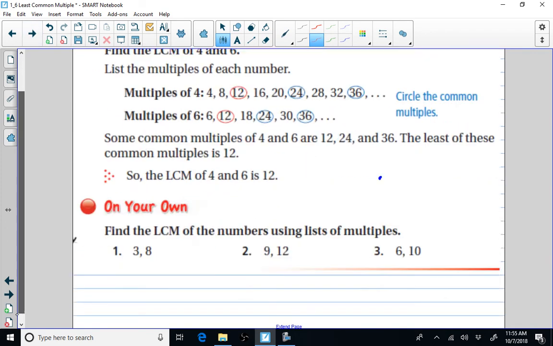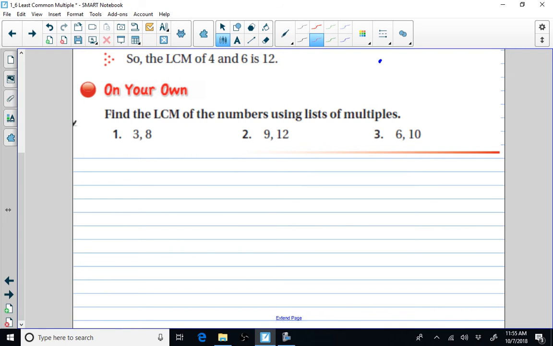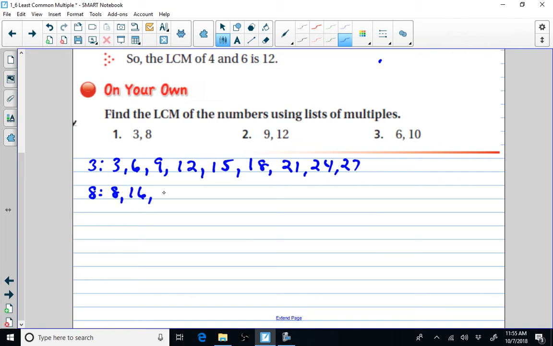Okay, we'll try a few more. Why don't you guys try some on your own, and then take a look back at the video and see how they're done. We'll try 3 and 8. I have 3, 6, 9, 12, 15, 18, 21, 24, 27. For 8, we have 8 times 1 is 8, 8 times 2 is 16, 8 times 3 is 24, 32, 40, 48, 8 times 7, 56.